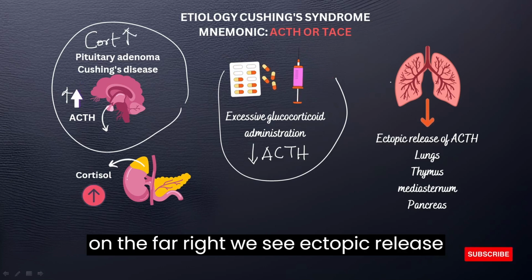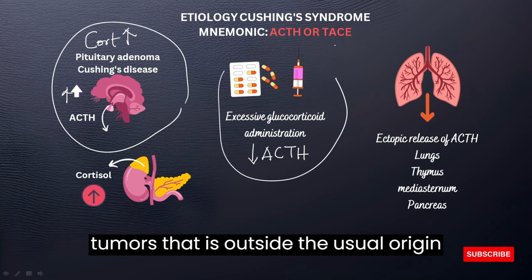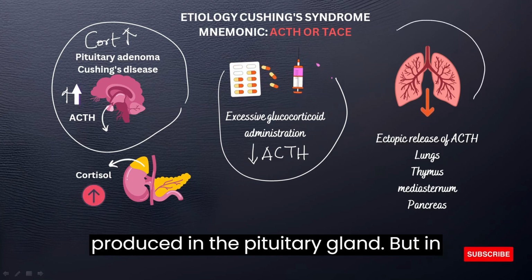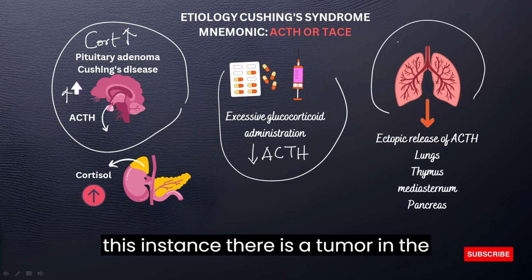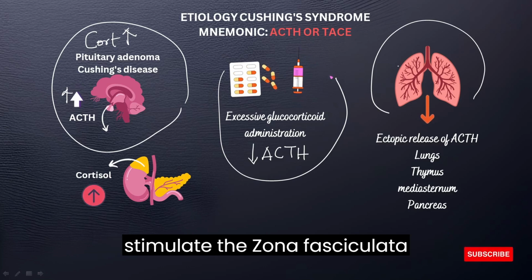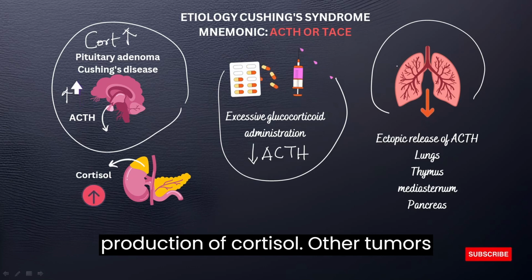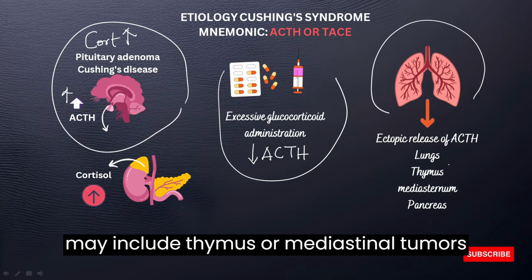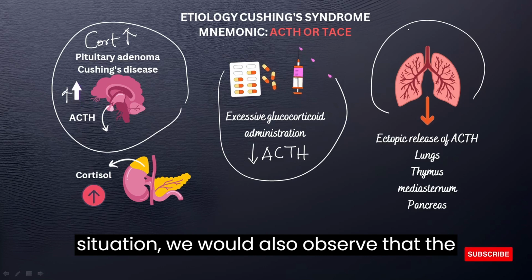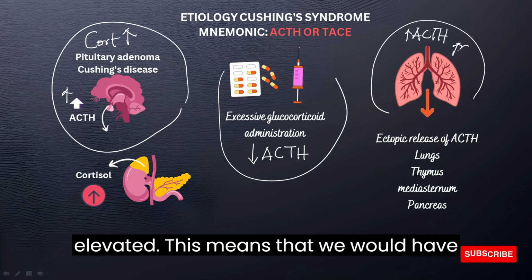Now on the far right, we see ectopic release of ACTH. This is where ACTH producing tumors are outside the usual origin of production. ACTH is supposed to be produced in the pituitary gland, but in this instance, there is a tumor in the lungs, which is the most common one producing ACTH that is also able to stimulate the zona fasciculata of the adrenal cortex where there is production of cortisol. Other tumors may include thymus or mediastinal tumors as well as the pancreas. In this situation, we would also observe that the ACTH levels are elevated, but also cortisol is also elevated.